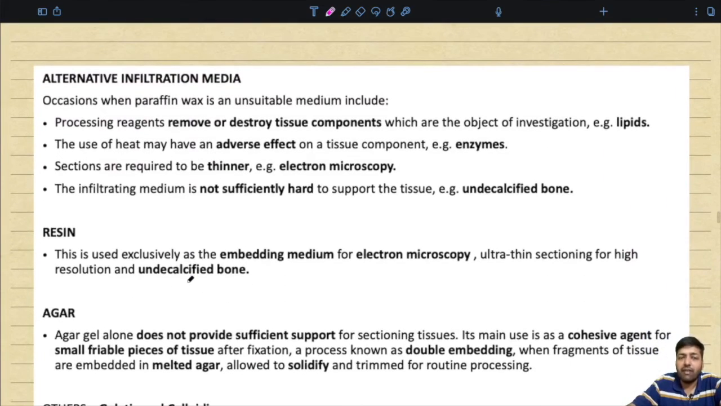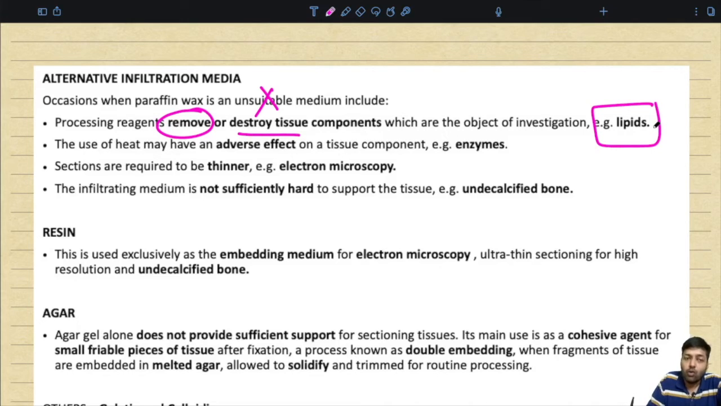Alternative infiltration media. Other than paraffin wax, what are the alternative infiltration media and what is the indication for using them? What are the occasions where paraffin wax is an unsuitable medium? Processing reagents may remove or destroy the tissue components which are the subject of investigation, for example lipid. Now, the use of heat may have an adverse effect on any tissue component, for example enzymes. In that case we should use an alternative.